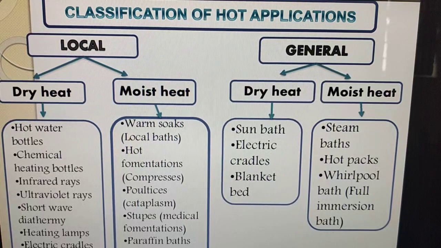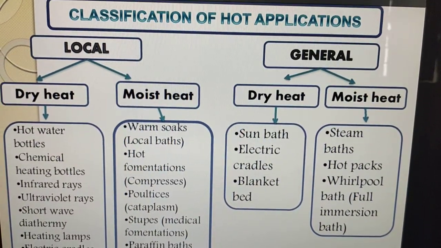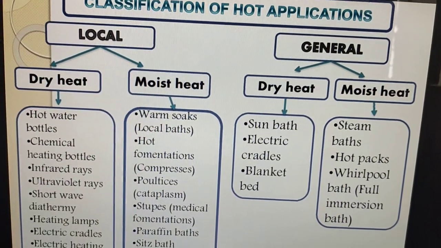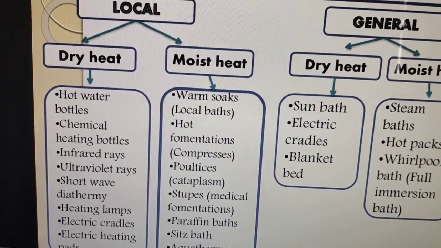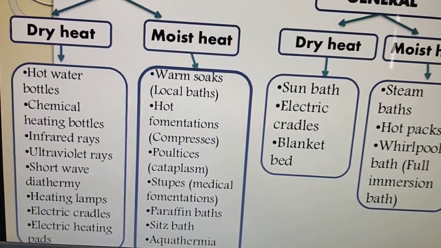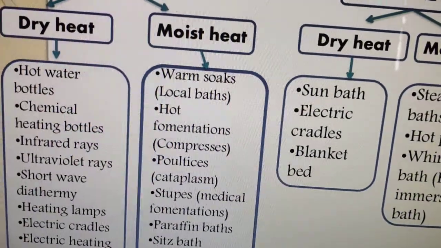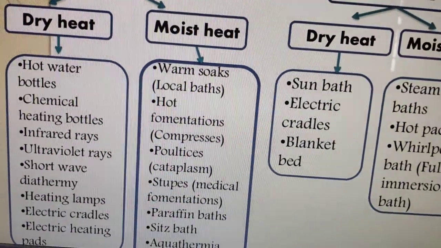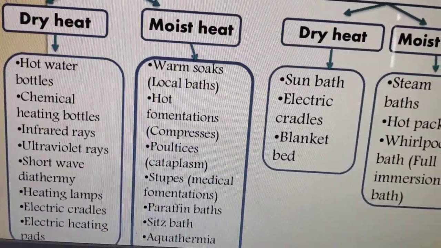Once again, have a review. Here the hot application is divided into the local and the general, and further divided into dry heat and moist heat, isn't it? Now in the dry heat we have the hot water bottles, the chemical heating bottles, infrared rays, ultraviolet rays, diathermy, heat lamps, electrical lamps, cradle lamps, electrical heating pads and all, isn't it?